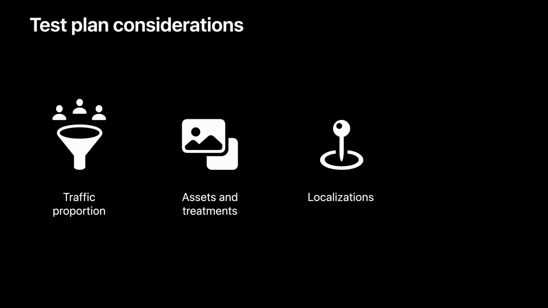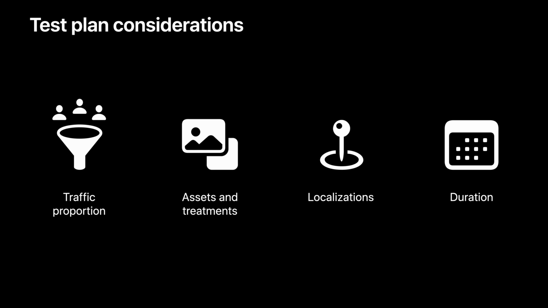Localizations. The product page optimization feature includes testing for specific localizations. Think through what localizations might be worth including in your test, such as those locales you're interested in expanding your app or your game's market reach. Although important to keep in mind the traffic volume from those locales, as that could result in your test taking a bit longer to get meaningful results.